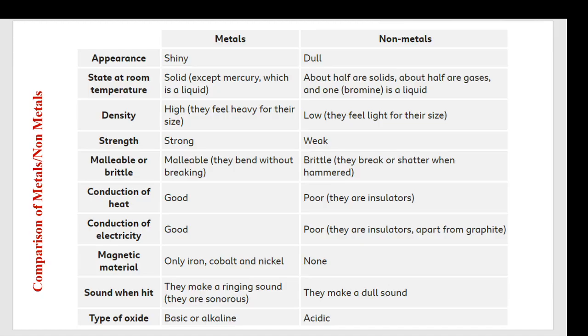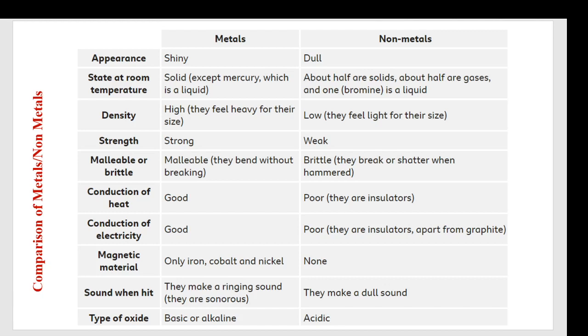Here is the comparison of metals and non-metals. First thing is their appearance. Metals have a shiny appearance and non-metals are dull. State of matter at room temperature. Most of the metals are solid at room temperature except mercury, because mercury is liquid at room temperature. And about half of the non-metals are solid and half of the non-metals are gases, and one is liquid at room temperature, that is bromine.